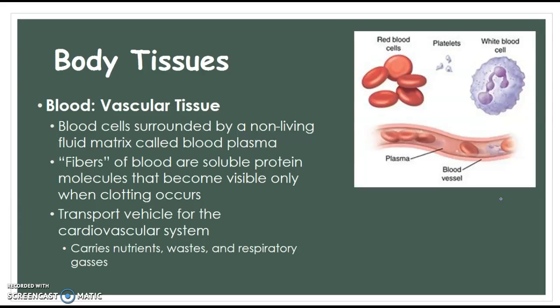Next, we have blood or vascular tissue, and this is exactly how it sounds. It's all of your red blood cells and all of the different things surrounding it. It's blood plasma and then your blood cells. So the fibers are really just going to be protein molecules that are kind of floating within your blood. This would be like platelets, which are going to help clotting. And the whole purpose of vascular tissue is to carry nutrients, waste, and gases like carbon dioxide and oxygen around the body.